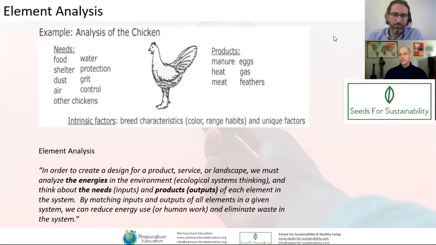In the conventional industrial farm, there are none of these connections. It's not matching inputs and outputs. There's a lot of waste in the system, a lot of degradation of the soil and land. And this is what we're eliminating by using ecological systems thinking.